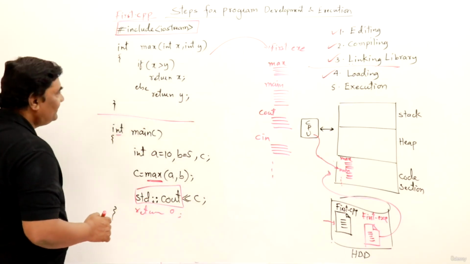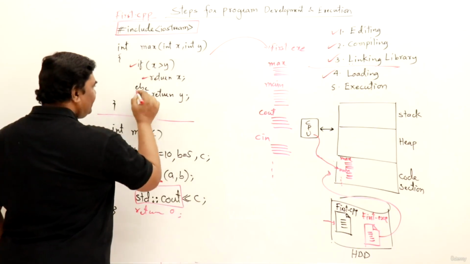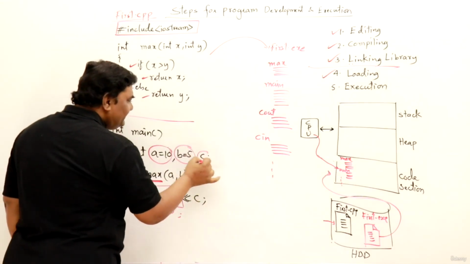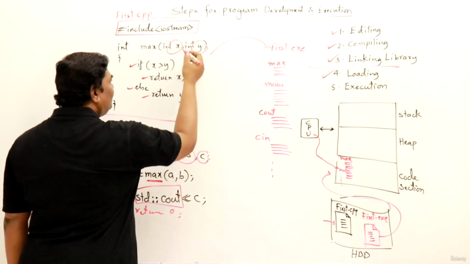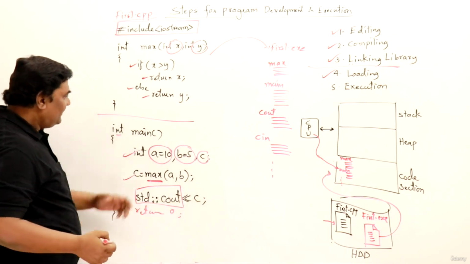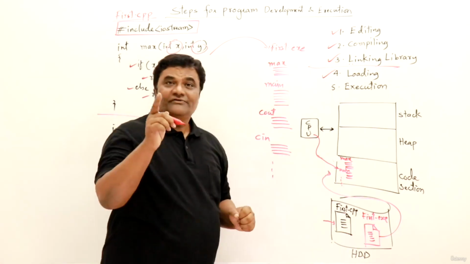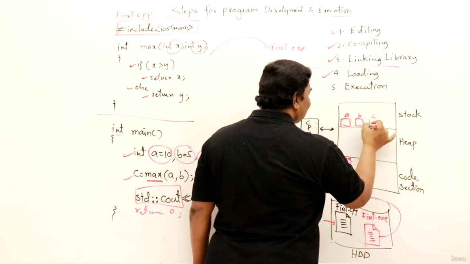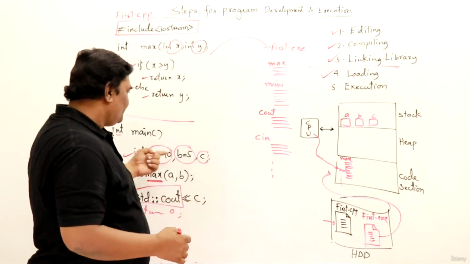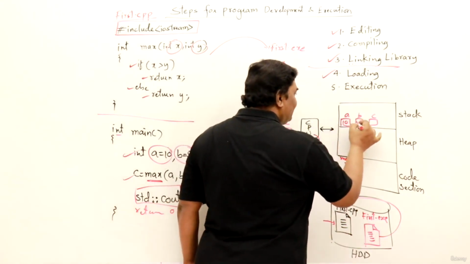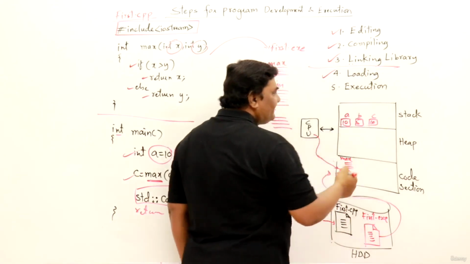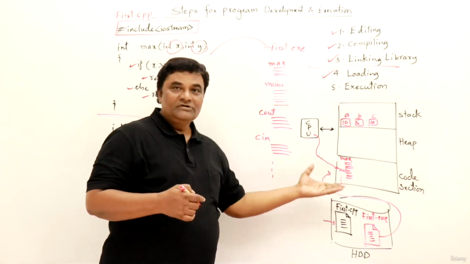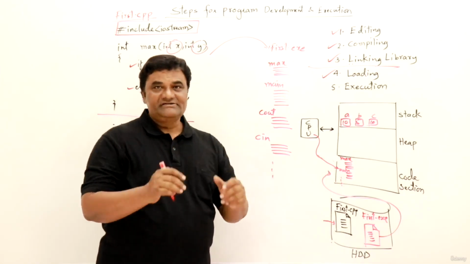If you look into the program, all these are instructions, this is an instruction, this is an instruction, but A, B, C is a data variable. X, Y are the variables. Now for variables also space should be there. So for the variables, space is taken inside the stack. Those variables will be created inside the stack during execution of a program. So stack is useful for variable creation and code section is useful for the program itself.